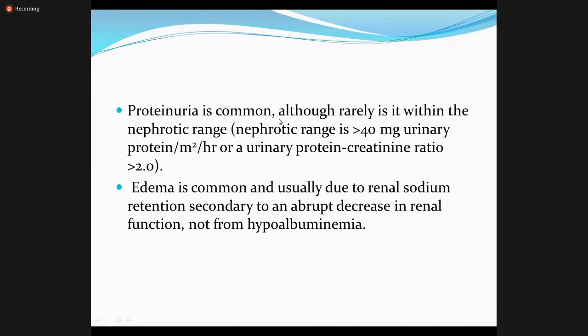Proteinuria is common, although it is not really within the nephrotic range. Nephrotic range is very high. In nephrotic syndrome, there is a large amount of proteinuria. Nephrotic range is more than 40 milligram per meter square per hour, whereas the urine protein to creatinine ratio should be more than 2. As compared to nephrotic syndrome, in AGN or acute glomerulonephritis and nephritic syndrome, the urine protein to creatinine ratio is usually less than 2. Although there is proteinuria, it's not up to the range considered nephrotic. That is, if the protein creatinine ratio is more than 2, it indicates nephrotic syndrome.